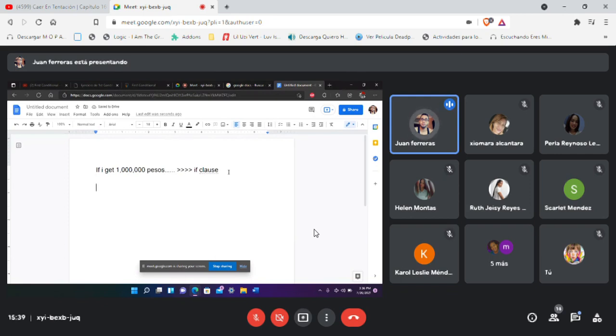If I get 1 million pesos, I will buy a Sonata. Now, I will buy a Sonata in this case is the main clause. So the main clause is the result of the non-real situation. This is the if clause, the non-real situation, and I will buy a Sonata is the main clause, or the result of the non-real situation.